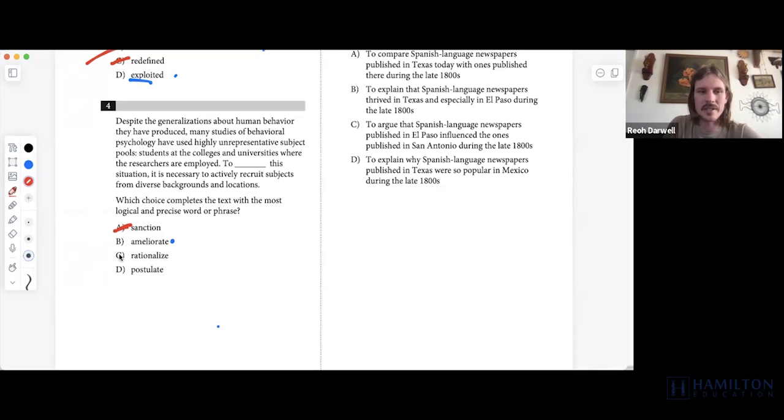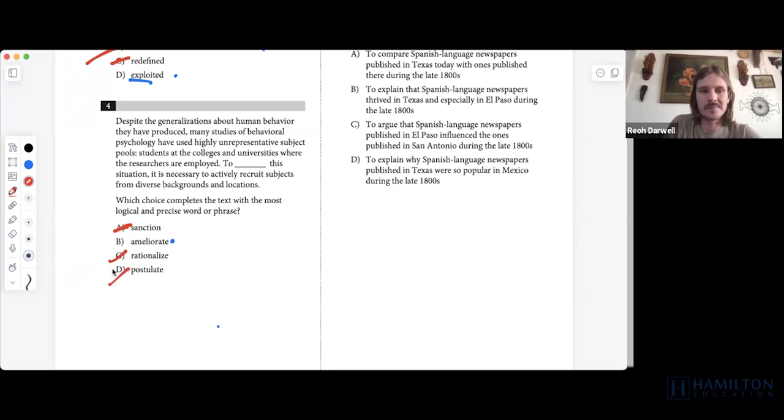To rationalize this situation, okay, if they were rationalizing it, they would need to say, well, look, college students are already a diverse enough study group that they don't make this unrepresentative, right? If the claim that came after that to rationalize this situation said college students are a fine study group, then rationalize would work. However, that's not what happens here. They say that they're looking to do something else.